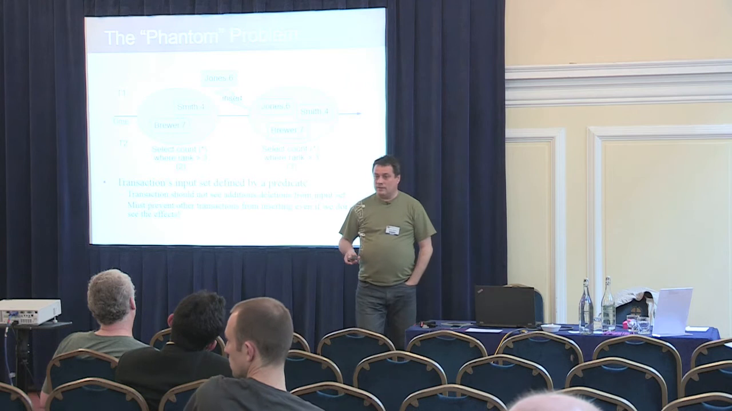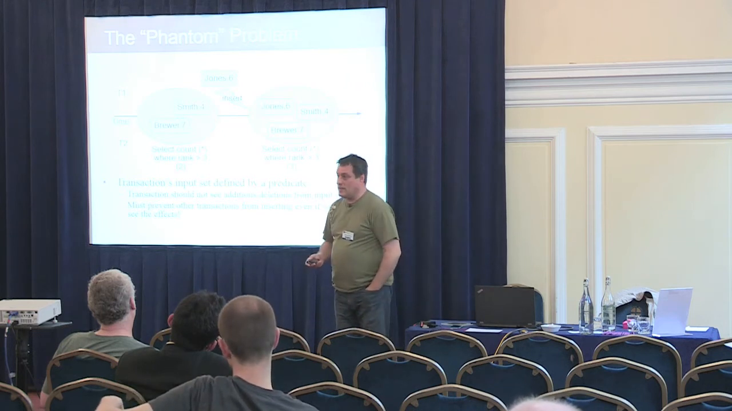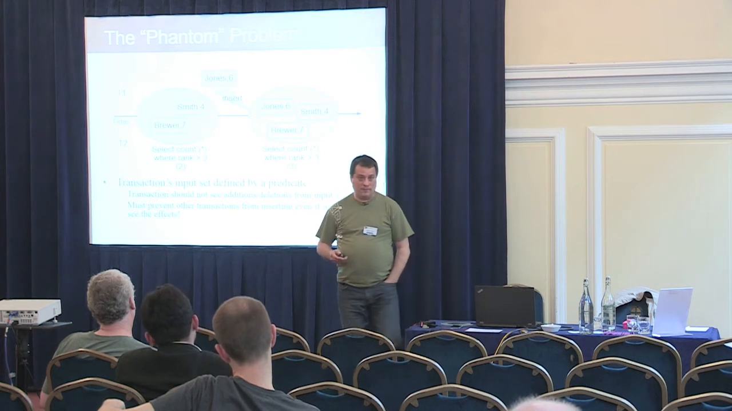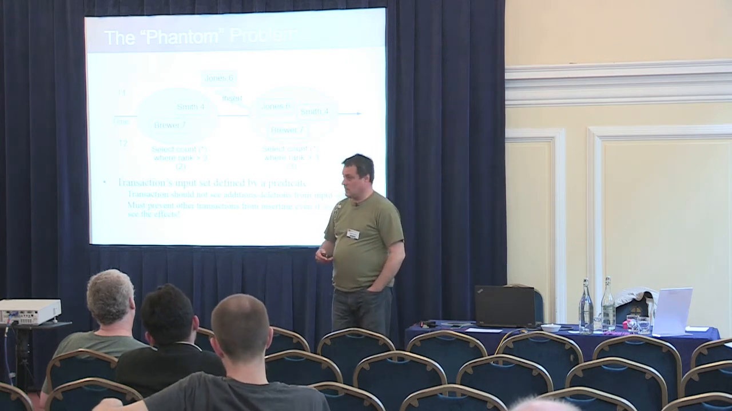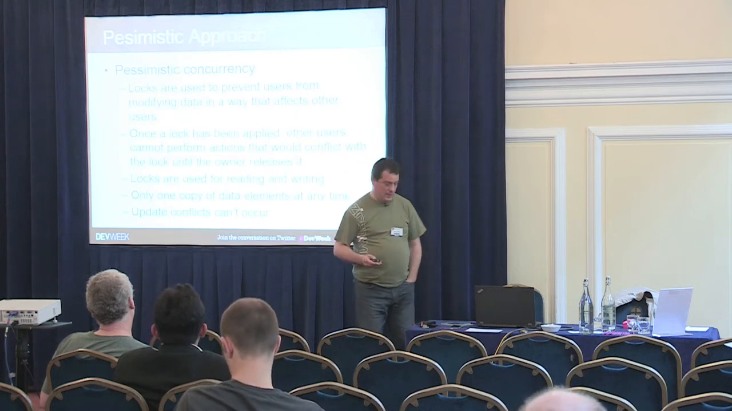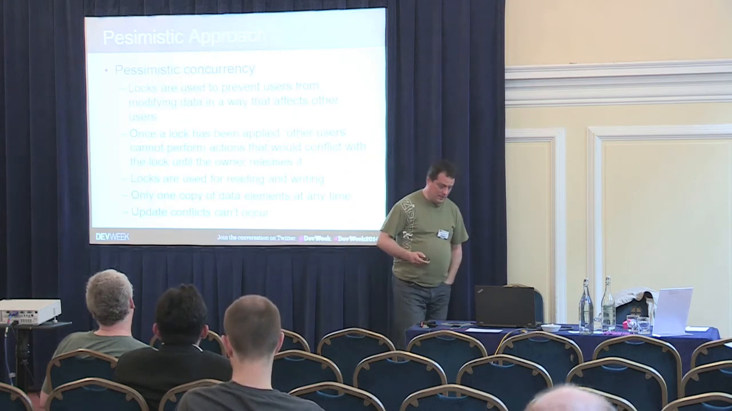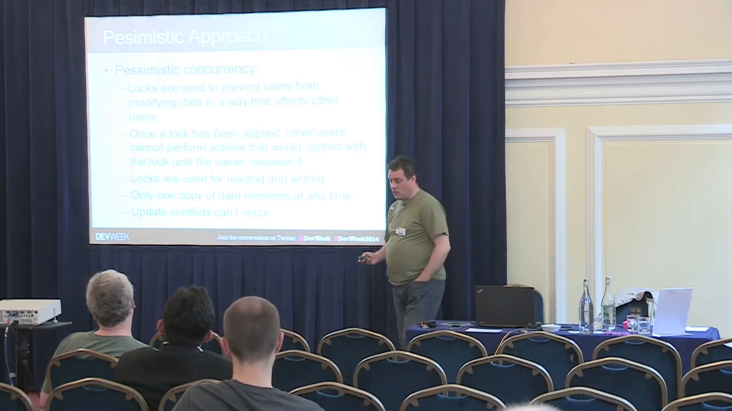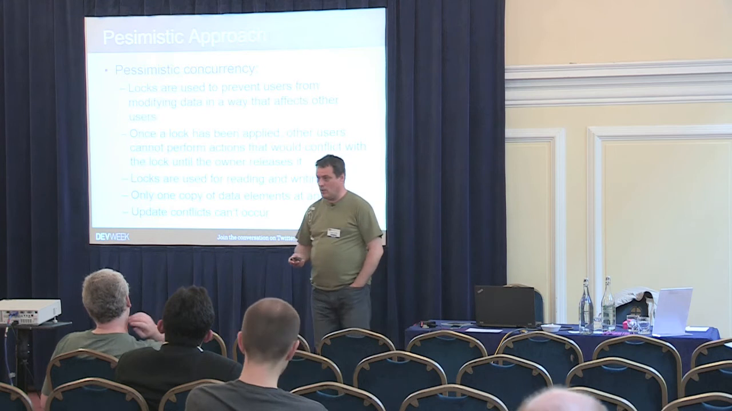So this transaction isolation level is actually called serializable, and the name tells you that now you have completely serialized transactions. The same object. You cannot read and update at the same time. So what is pessimistic concurrency and what is optimistic concurrency?